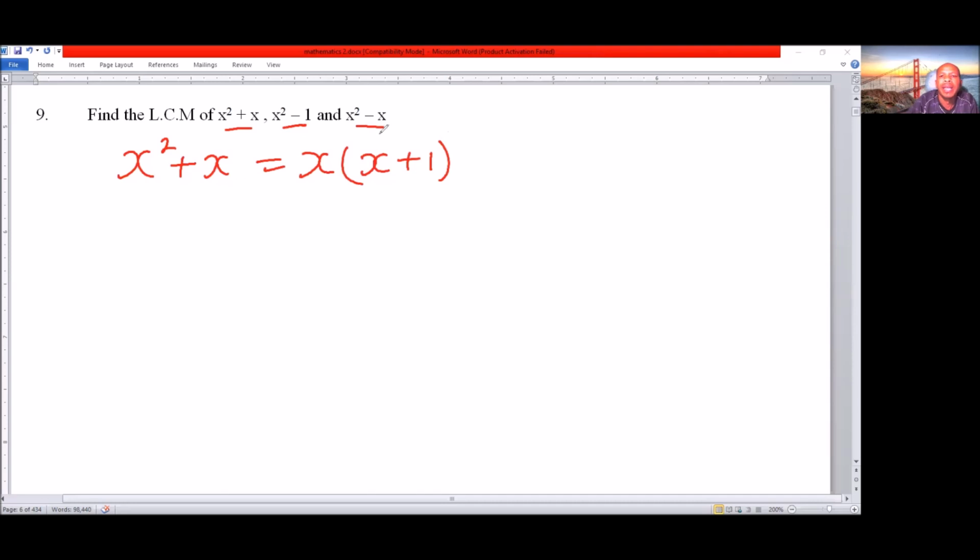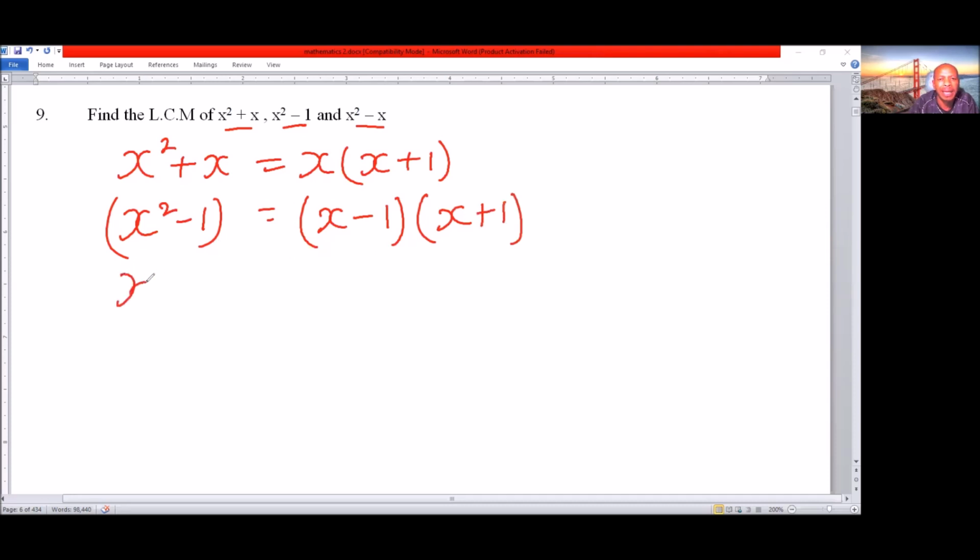Then we have the second one, we have x squared minus 1. 1 is the same as 1 squared. So we can say this is a difference of 2 squares, which we can write as x minus 1 and x plus 1. And finally, we have x squared minus x. We can factor out x and we will be left with x minus 1. So that's how we will factor.